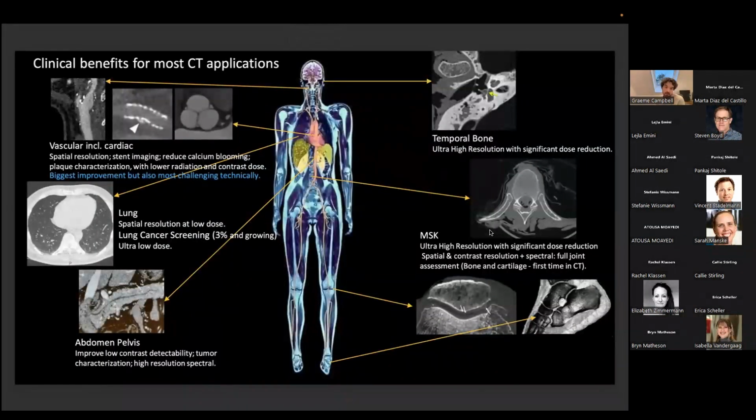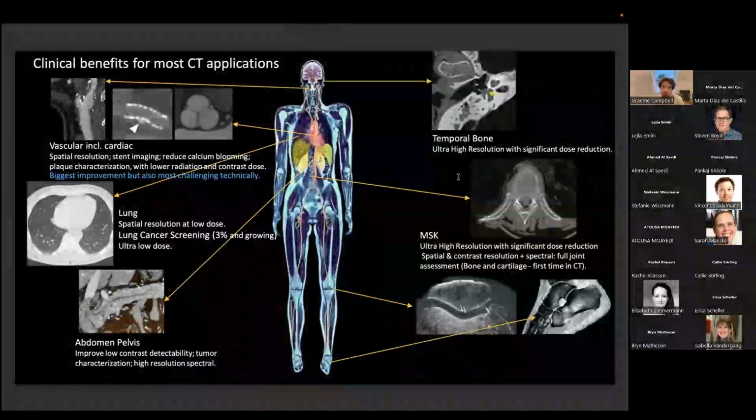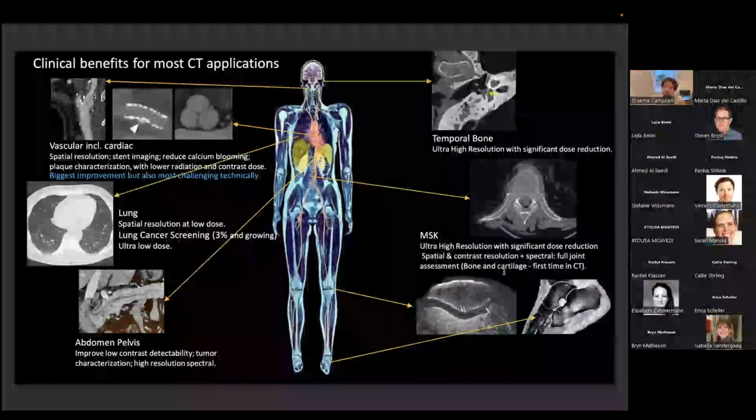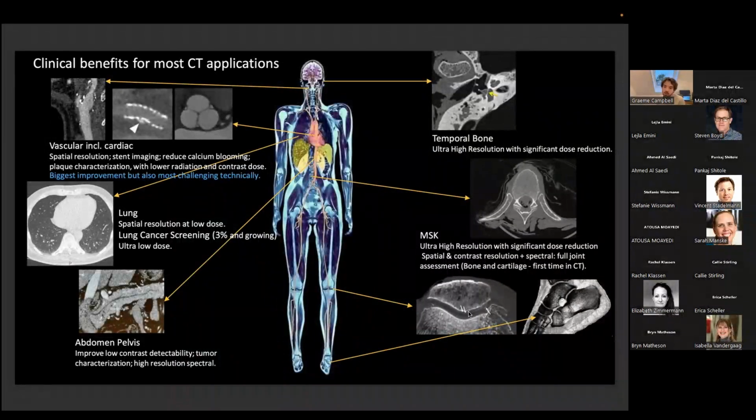So we see advantages of photon counting really in any application. Of course, anywhere where you're looking at high resolution, so lung microstructure, looking at calcifications around a stent or something like this, but especially in bone. So looking at the microstructure, how well can we see changes in the bone microstructure? Can we also start to see changes in other tissues? So the cartilage, for example, is this possible?